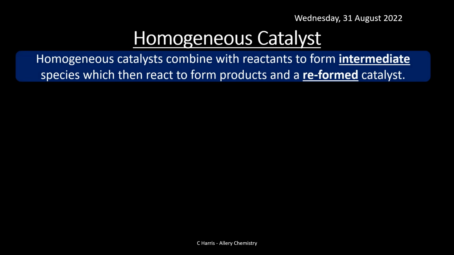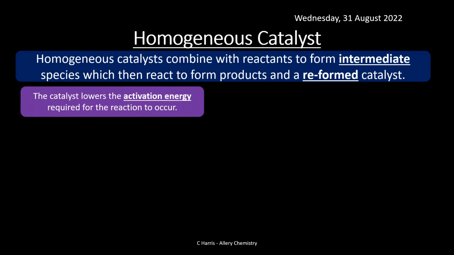Okay, so finally, let's look at a homogeneous catalyst, and these behave in a mechanistically different way, so I suppose the kinetics of this is different. Homogeneous catalysts actually combine with reactants to form an intermediate species, and then that reacts to form products, and the catalyst is then reformed back again. That's really important. Catalysts are never used up. They're always reformed. They may react with the chemicals, but they're always remade at the end.